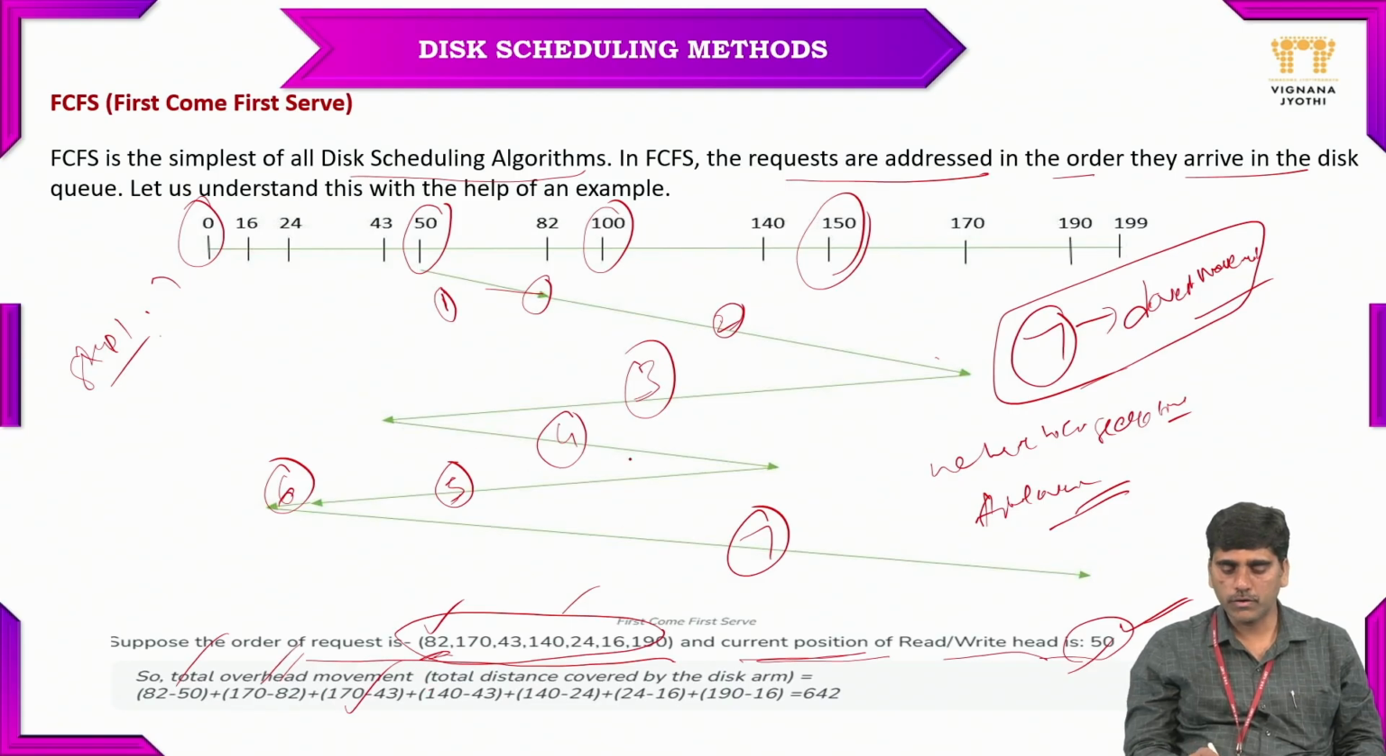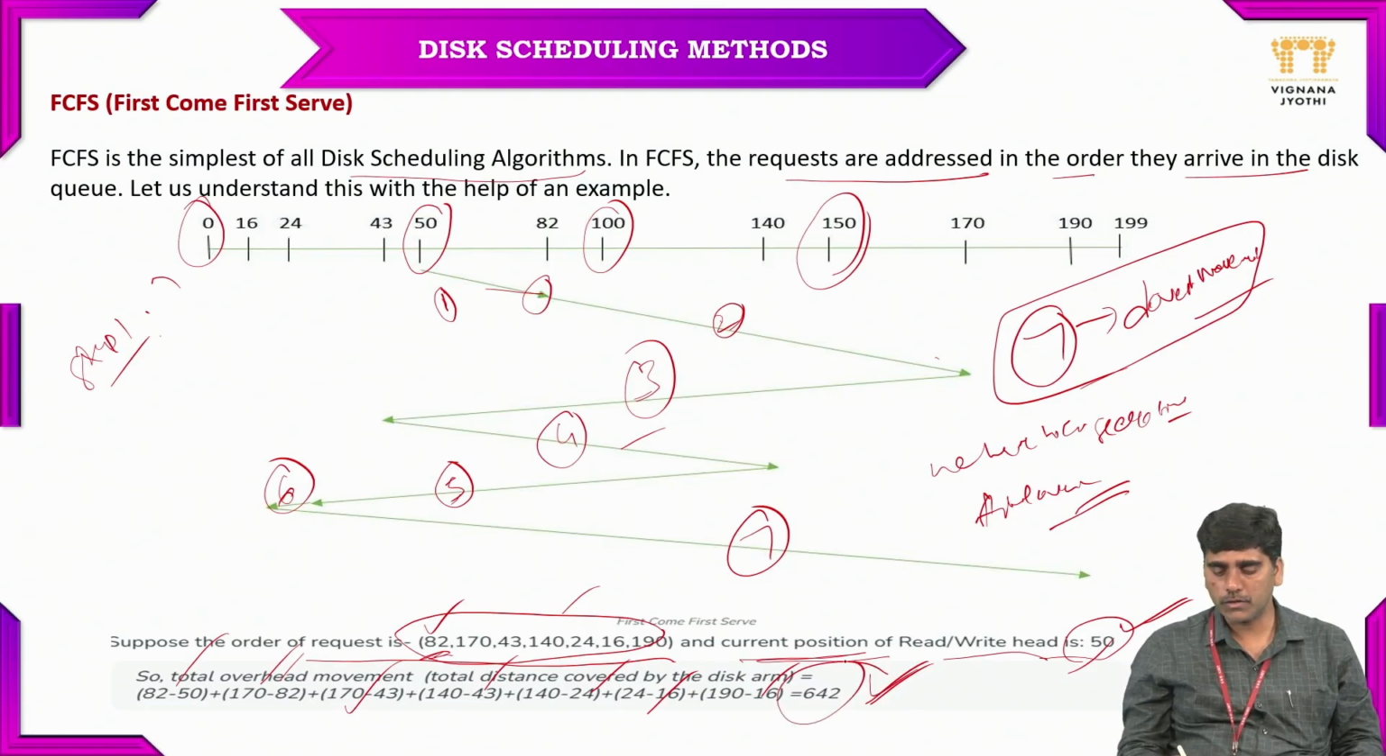The next, 140 to 43, is added. The next, 140 to 24, that we have to add. The next, 24 to 16, added. The next, 190 to 16 will be added. So the sum of all these differences will be calculated as the total head movement. That is 642. Total head movement is 642.